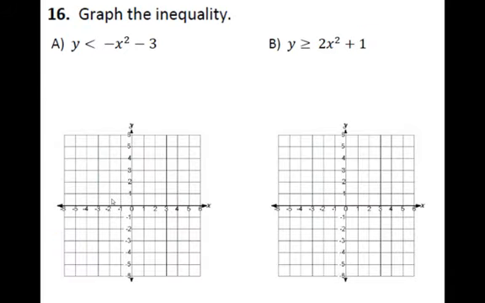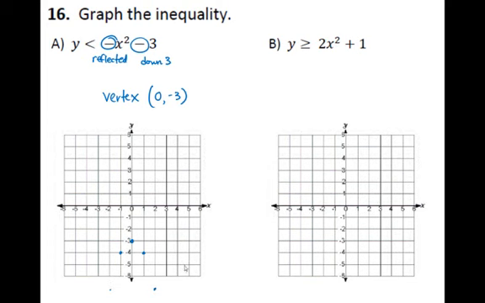Number 16, graph the inequality. For part A, this is a quadratic, the parent function x squared, but it's been reflected and shifted down, translated 3 units down. So the vertex is going to be at 0, negative 3. It's the same size as the parent function, but it's going to be opening downward. So 1, 1, 2, 4, and I believe we ran out of space, so I'm just going to draw there.